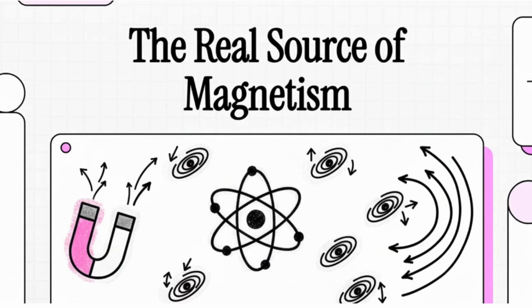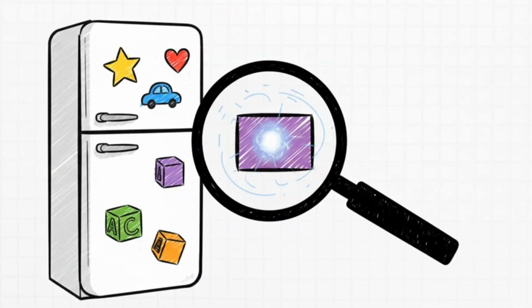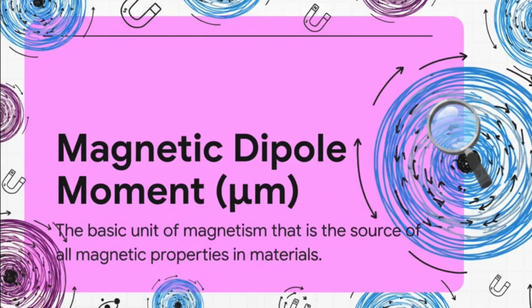They stick to your fridge, they snap together, they can even float. But have you ever stopped and really wondered why? What is actually going on inside that piece of metal to create that mysterious force? Well, the answer isn't something you can see on the surface of the magnet. The real secret to understanding every single magnet in the universe, from that little one holding your grocery list to the giant magnetic field protecting our planet, it all boils down to one single fundamental building block. And here it is: the magnetic dipole moment.